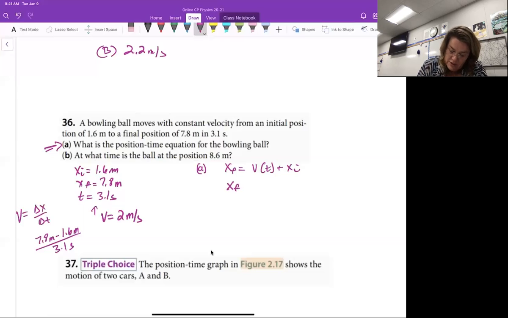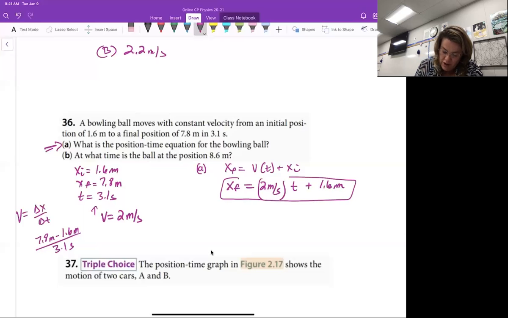X final, so that's going to be wherever the position is at whatever time I decide, is equal to the slope, which is 2 meters per second, times time. So at whatever time you choose, I can predict the final location. And I have plus the initial position, which they told me is 1.6 meters. Okay, so there is my equation of motion for the object that they described in that problem.